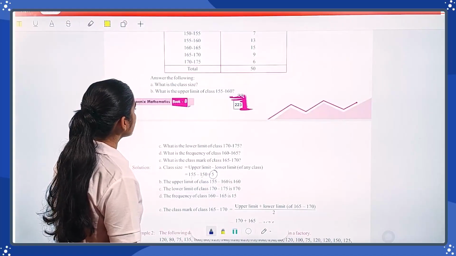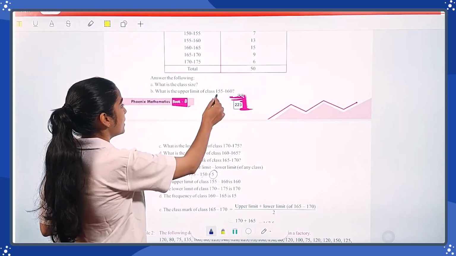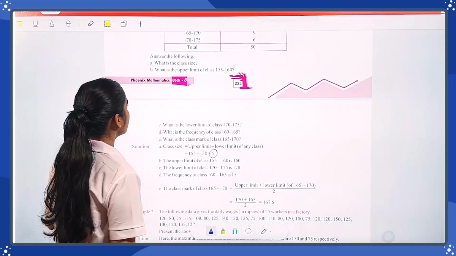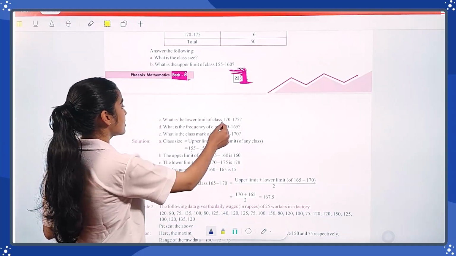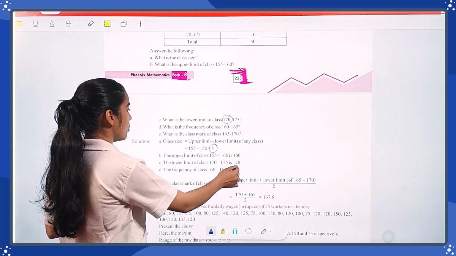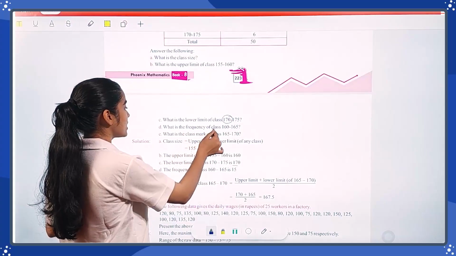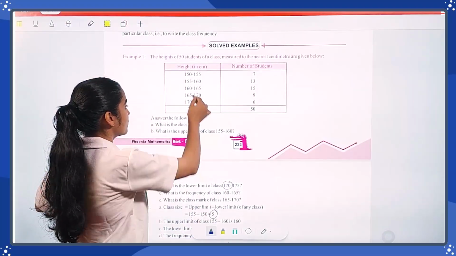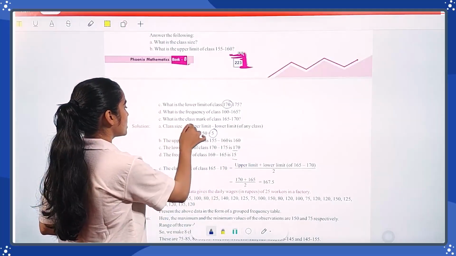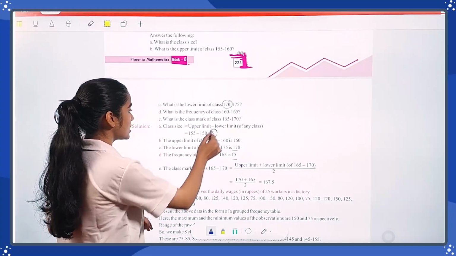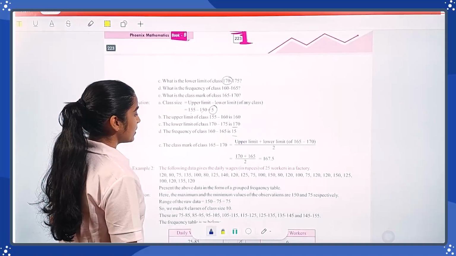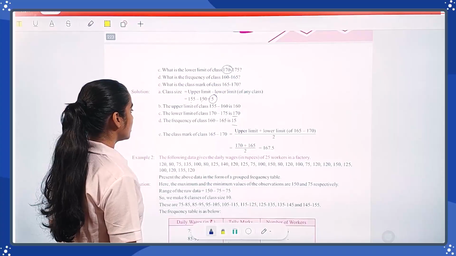Next, what is the upper limit of the class? The upper limit is 155 or 160, obviously 160. Next, what is the lower limit of the class? 170 or 175, 170 is the lower limit. What is the frequency of the class 160 to 165? For 160 to 165, the frequency is 15. What is the class mark of the class? 165 plus 170 divided by 2 is your class mark.